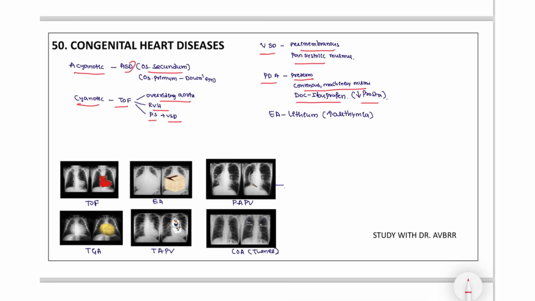Ebstein anomaly, lithium exposure is going to cause it, and a box-shaped heart with arrhythmias is also seen in this condition. So shoe-shaped heart is tetralogy of Fallot, box-shaped is Ebstein anomaly, and dagger shaped is partial anomalous, egg shaped is TGA, and snowman or the figure 8 shape is the TAPVC, and the coarctation of aorta is going to be seen as a 3 shape.